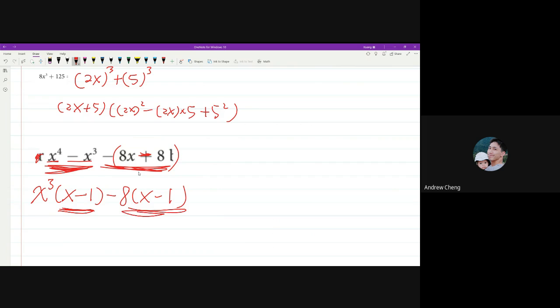And then we can combine these two terms because they both have a factor called x minus 1. Just like you can combine 3x plus 4x because they both have a factor called x. So you can combine to 7x.